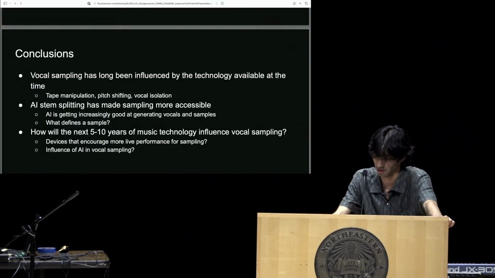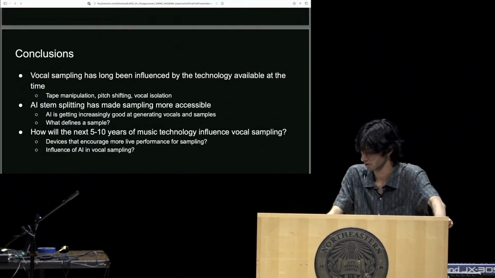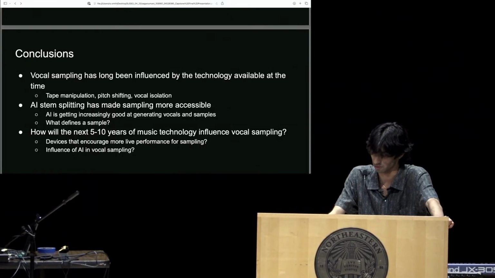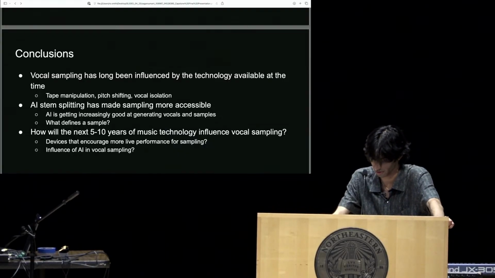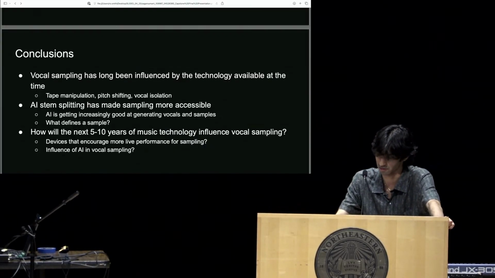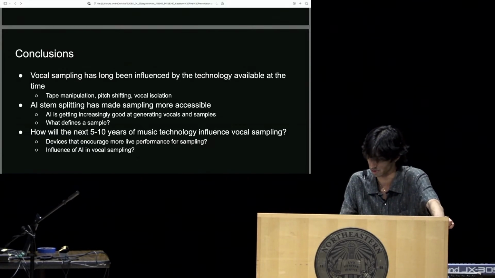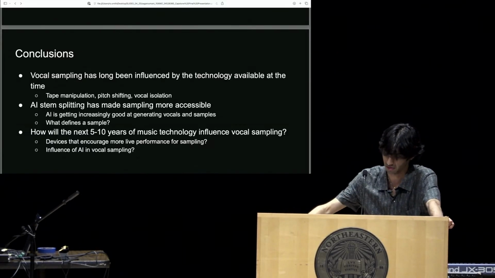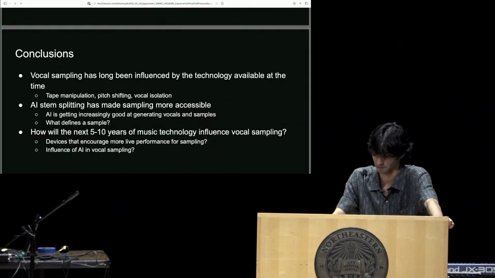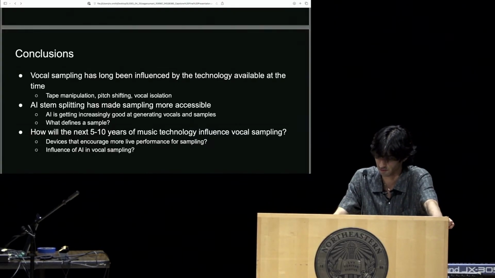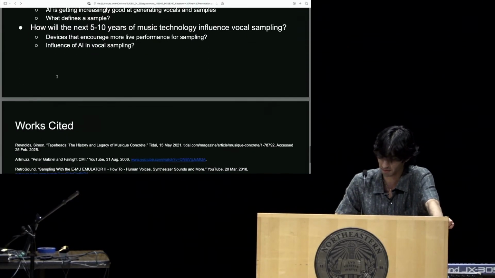I think in the next 5 to 10 years, where 10 years ago vocal sampling was never done via stem splitting. In fact, stem splitting wasn't really a thing back then, and now it's such a new technology that we use every day. How will vocal sampling be done in the future? I think a lot of live performance will be influenced by that, and I'm kind of curious to see if generative AI samples will take over vocal sampling.